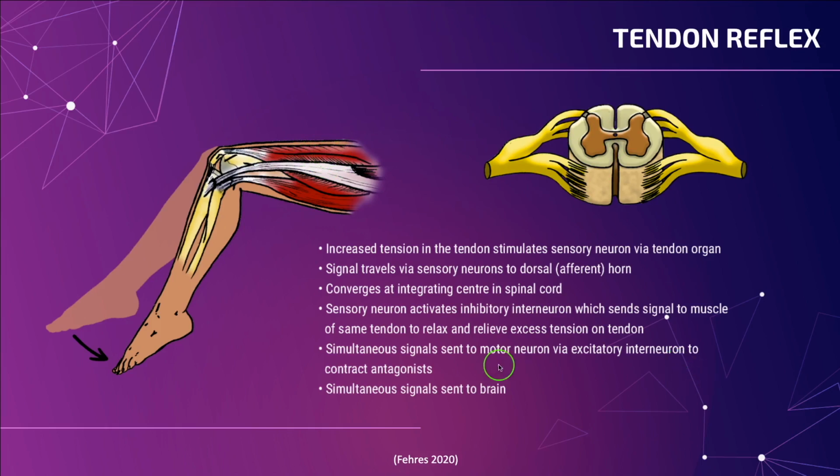At the same time, a simultaneous signal is sent to a motor neuron via an excitatory interneuron to contract the antagonist. So, opposite to what we saw before in the stretch reflex, now there's an excitatory signal going via the motor neuron to contract the hamstrings. So this is relaxing and this is contracting. So it's pulling the leg inward, flexing the knee. And once again, a simultaneous signal is sent to the brain to let us know consciously what is going on.